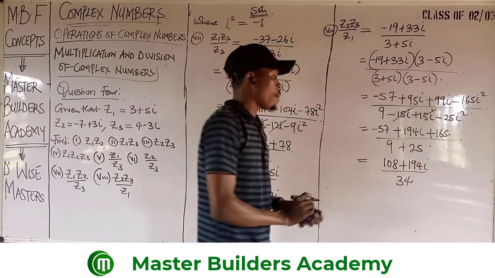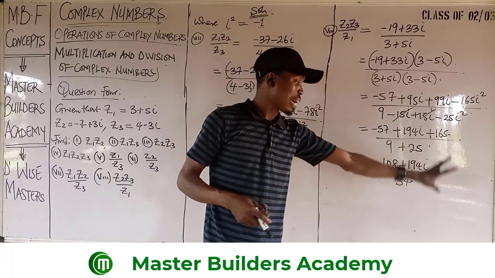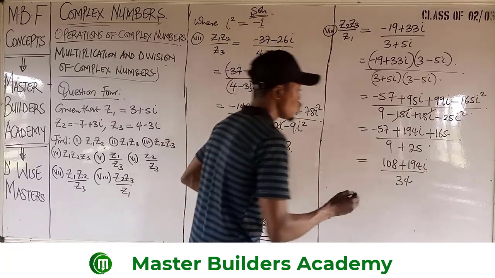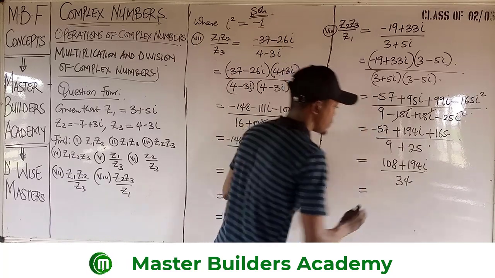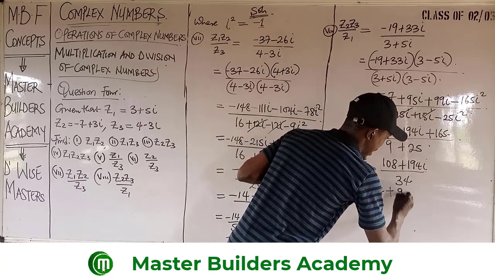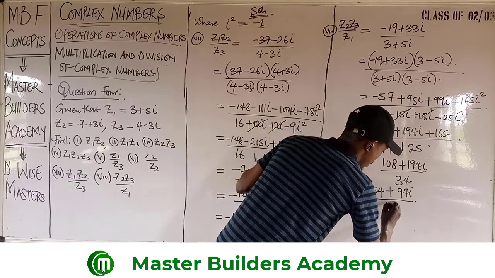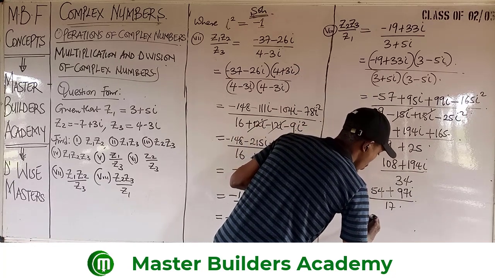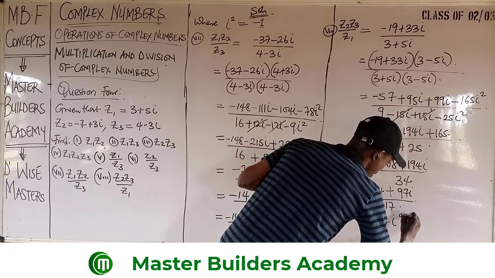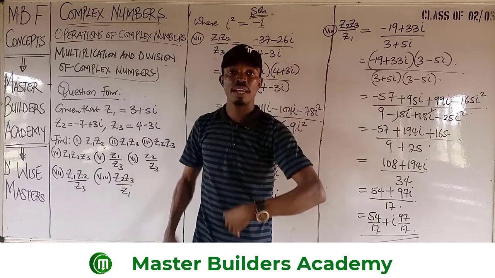Okay, so as we can see now, all of these numbers here are even numbers. I don't actually know the highest number that can go in, but I am sure that 2 can divide all of these numbers. So 2 into 108 gives us 54. And then 2 into 194 gives us 97i, all over 2 into 34, which gives us 17. So this is the final answer. Or you can have this as 54 over 17 plus i 97 over 17. This is the answer to this very question.